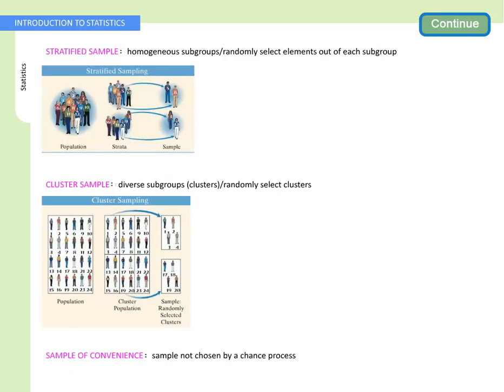Another sampling technique is the stratified sample. First, the population is divided in homogeneous subgroups. Then the researcher randomly selects elements out of each subgroup. The selected elements will make up the sample. For a cluster sample, the population is split in non-homogeneous subgroups called clusters. Then, the researcher randomly selects clusters. The selected clusters will make up the sample. A sample of convenience is a sample not chosen by a chance process.